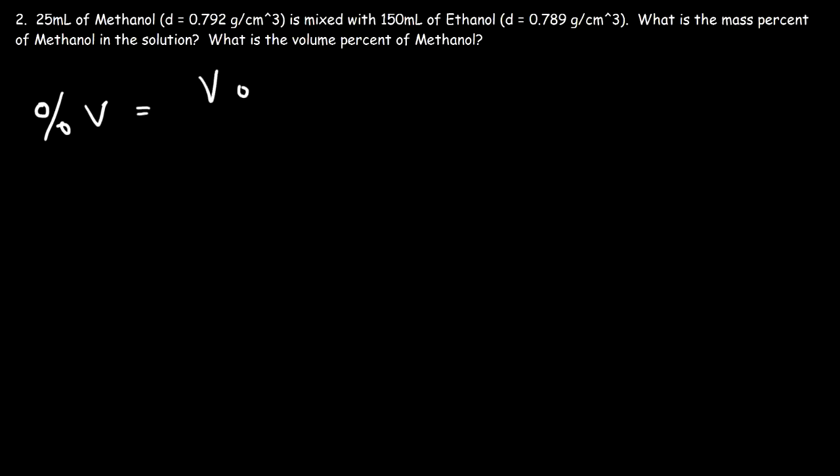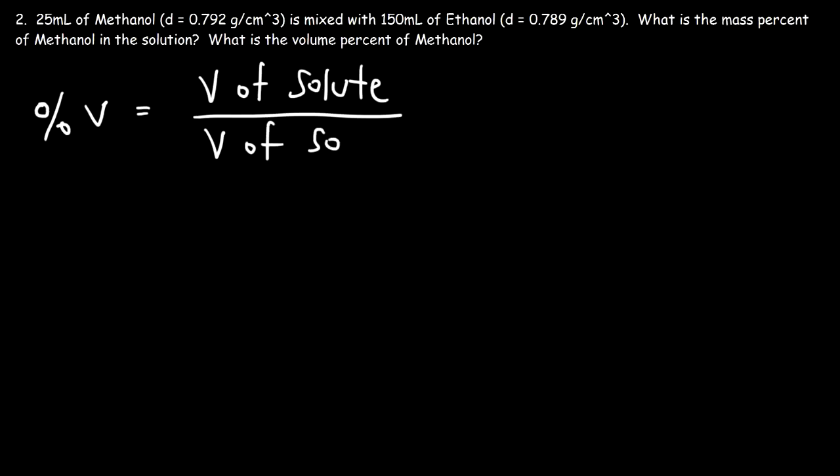So it's going to be the volume of the solute divided by the volume of solution times 100%. So what's the solute in this example? Well, in this case, the solute is going to be methanol because we have a lot less methanol than ethanol. So the methanol is going to be dissolved by ethanol, since typically the solvent usually exists in greater quantity.